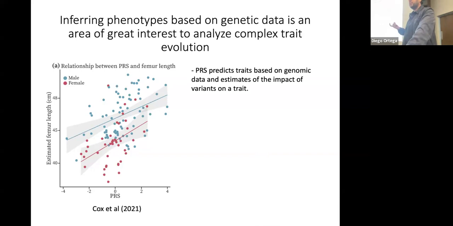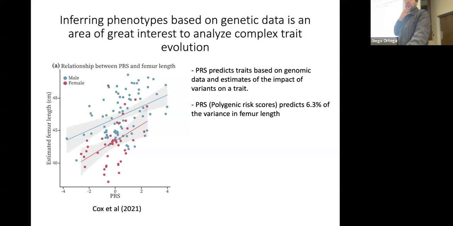Basically, this is done using something called polygenic risk scores or polygenic scores, which predict traits based on genomic data and estimates of the impact of variants on a trait. There are many variants across the genome that can impact a trait, and you can get an estimate of how each impacts the trait, if it increases or decreases the value of the trait. Most of the time, people use present-day genomic data to estimate the impact of a variant on a trait, and then they use that estimate of the effect of a variant on a trait to try to predict ancient phenotypes, in essence, phenotypes from ancient individuals.